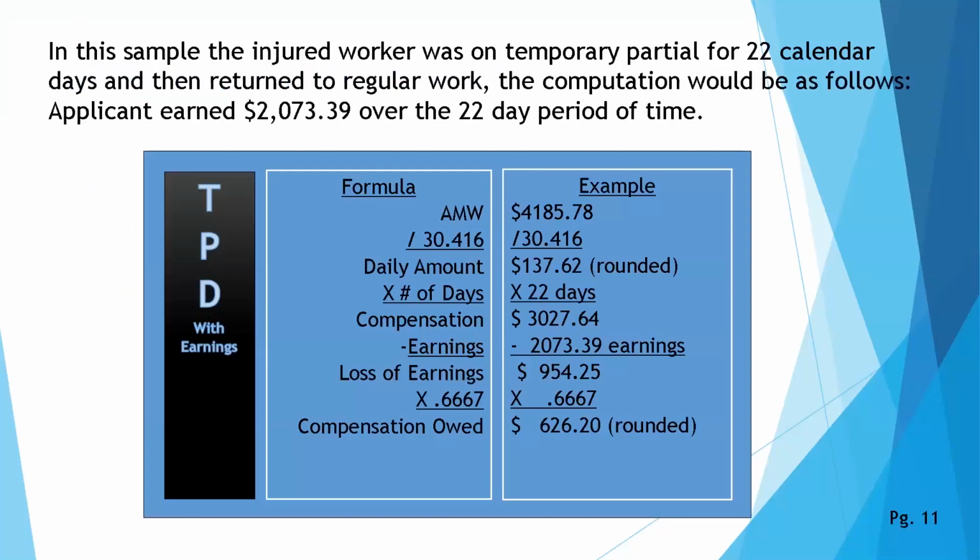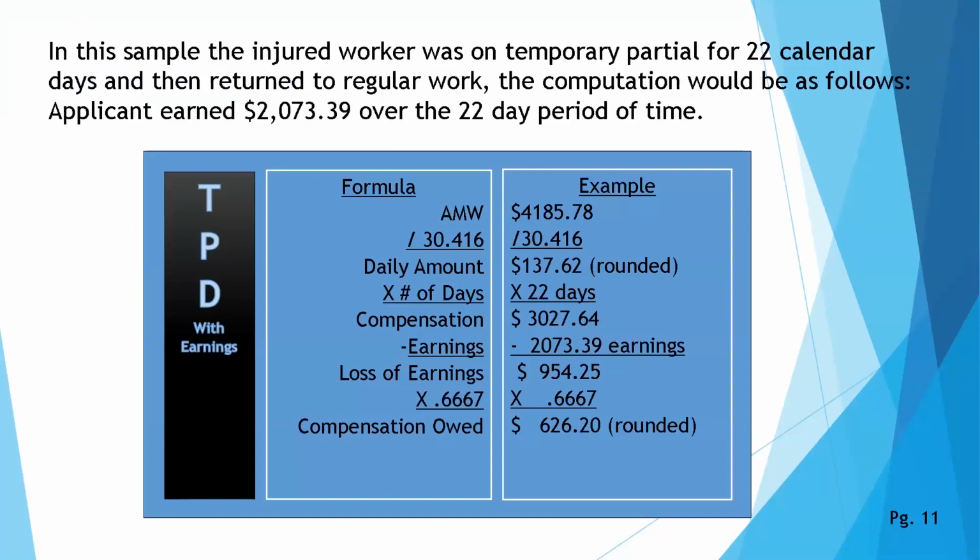In this sample, the injured worker was on temporary partial for 22 calendar days and then returned to regular work. The computation would be as follows. The applicant earned $2,073.39 over the 22-day period of time. So we would take the average monthly wage and divide it by 30.416. This would give us a daily amount of $137.62. Now, we multiply that times the number of days we're paying for, which is 22.